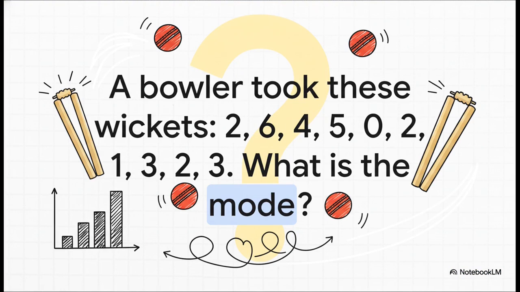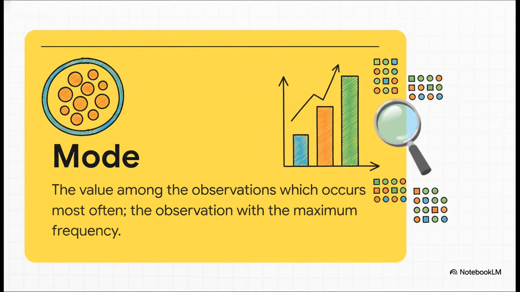Okay, first things first. A nice, simple question to warm up. So a bowler took these wickets over 10 matches. Just take a good look at this data set. Which number do you see popping up more than any other? Exactly, you've got it. The mode is just that, the value that shows up the most often. Or, to put it in more technical terms, it's the observation with the maximum frequency.